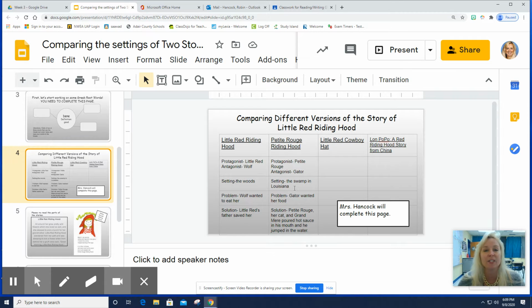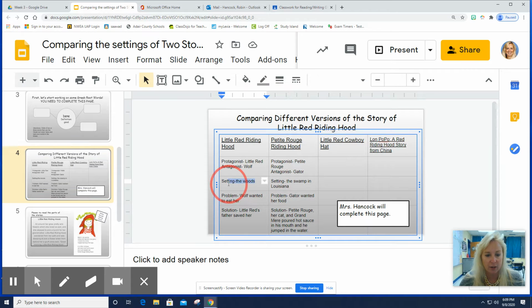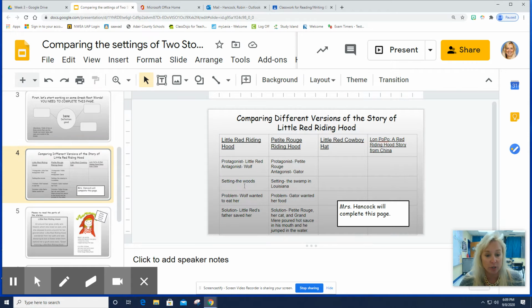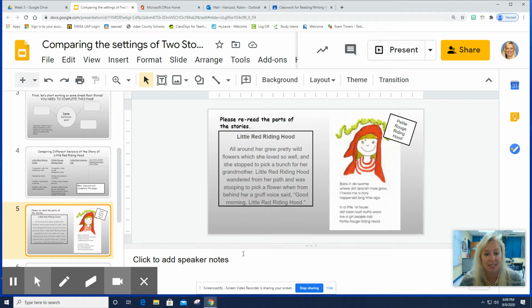But today we're specifically going to talk about setting. So in the original Little Red story, the setting was in the woods. And the narrator really describes those woods in a certain way, which we'll talk about in just a moment. And then in Petite Rouge, the narrator described the swamp in a certain way. So what I have done is I have put these passages from both stories on the very next slide.